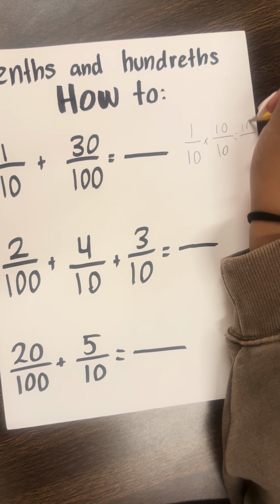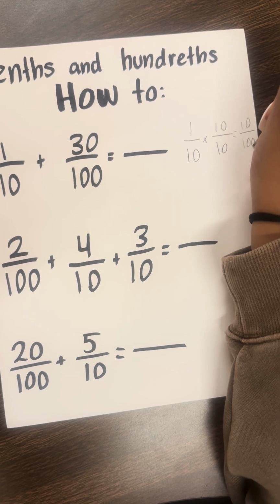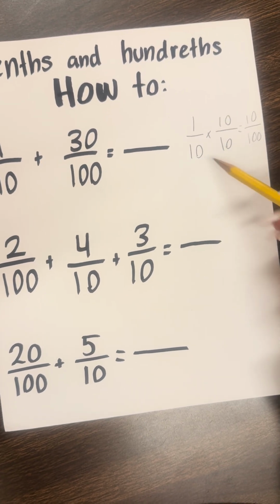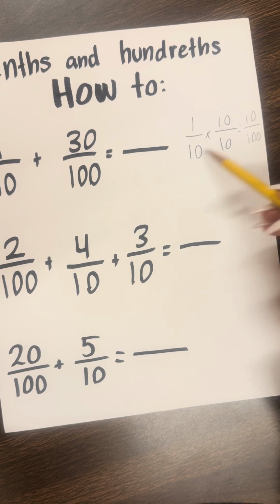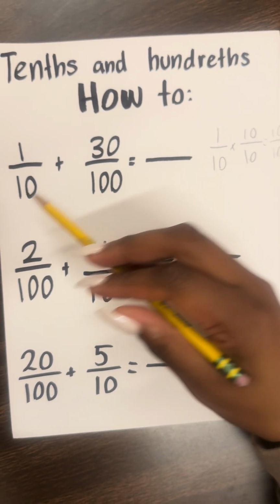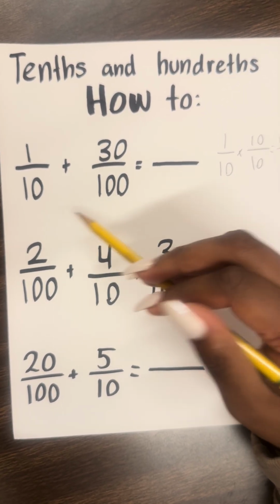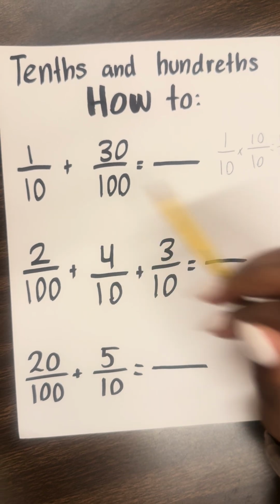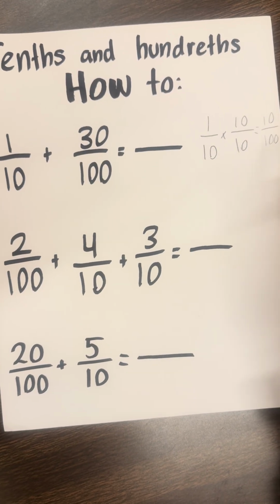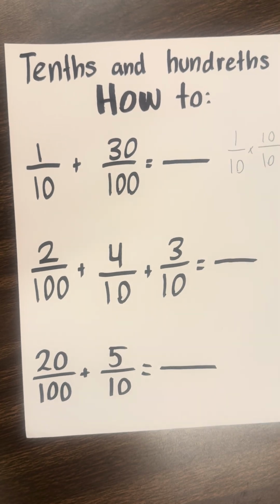1 times 10 is 10. 10 times 10 is 100. Remember, when you multiply fractions, you can and do multiply the bottoms. When you add or subtract fractions, you do not add or subtract the bottoms. So the bottoms change when you multiply or divide. They don't change when you add or subtract.